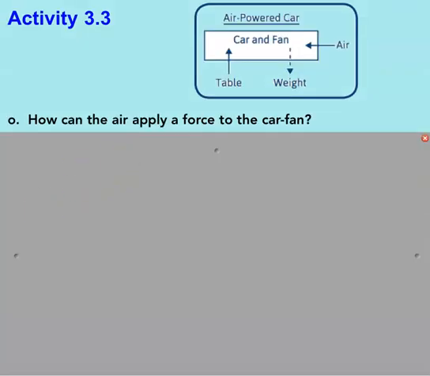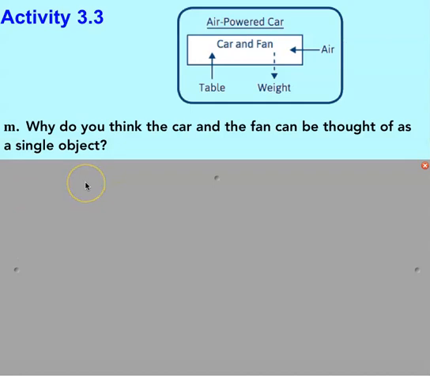Why do you think the car and the fan can be thought of as a single object? So if we remember the apparatus itself, I think I taped the fan to the car, and there was some putty below the fan, between the fan and the car, that stuck them together as well.